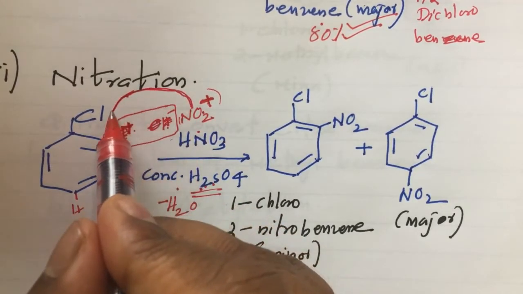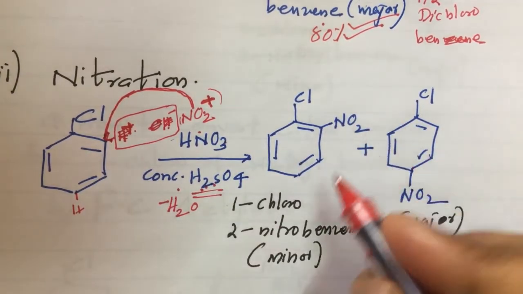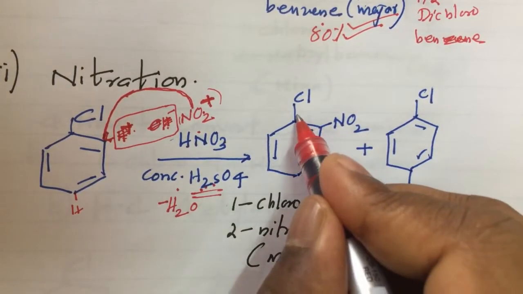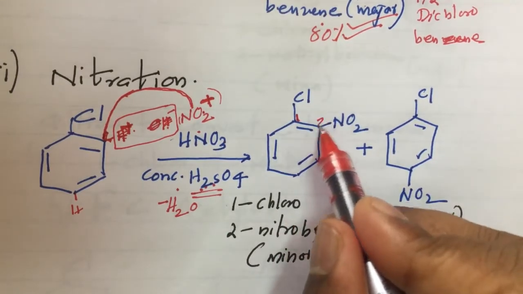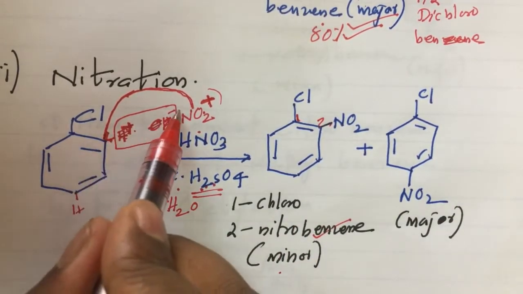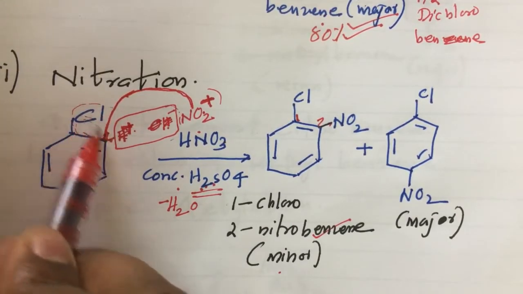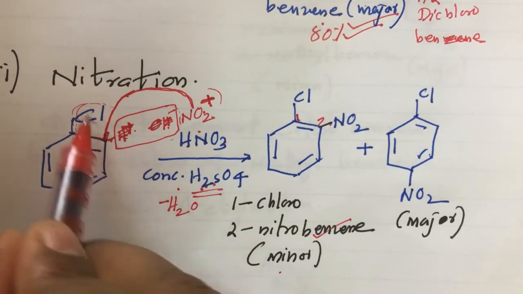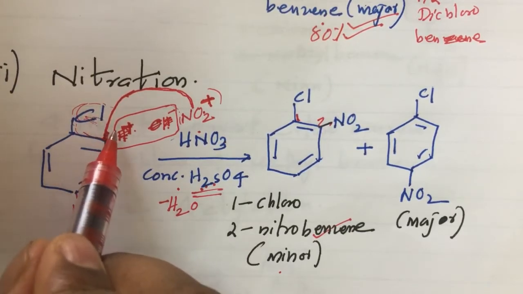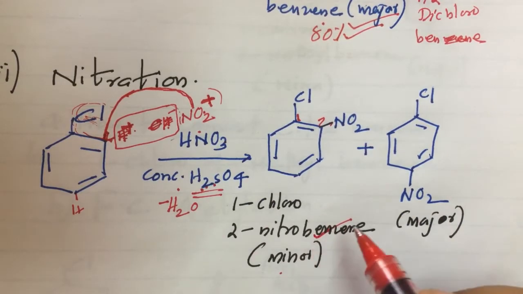NO2 replaces H plus from ortho position first. Then it forms 1-chloro-2-nitrobenzene. This product is minor because substitution reaction at ortho position is less due to steric effect. Cl makes an overcrowded effect, so due to that overcrowded effect, the ortho product is minor.